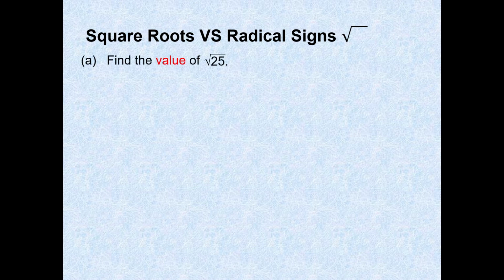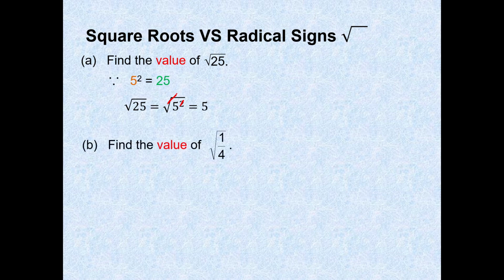So let's consider the following example. Can you find the value of the radical sign on top of 25? Or we can say it this way, can you find the value of the square root of 25? Because 25 is equivalent to 5 square, we turn the square root of 25 into the square root of 5 square. Then the square root and the square will be cancelled out, and the answer is 5.